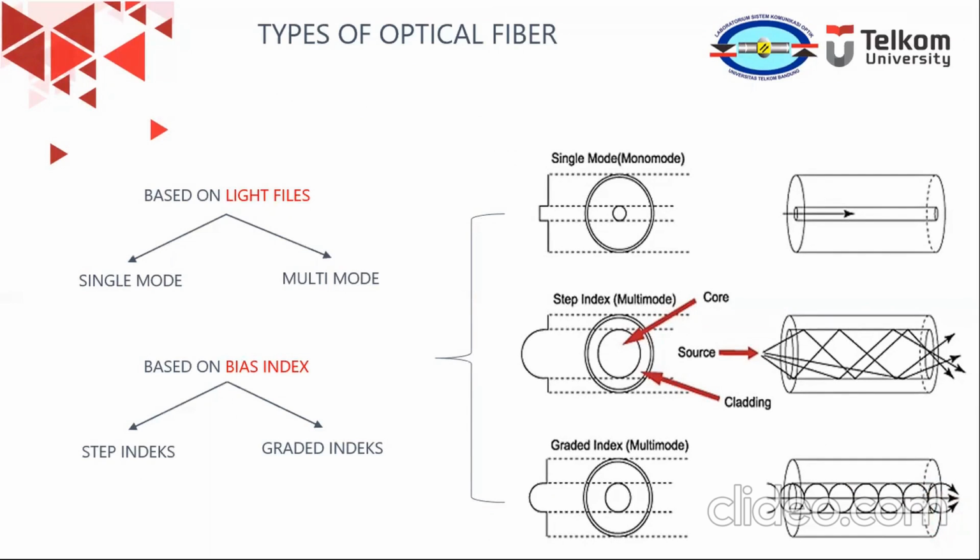Okay, for step index, in the optical step index fiber, the core has a homogeneous refractive index. For gradient index, the refractive index decreases from the core toward the cladding. So, in the gradient index, the center of the core has the greatest refractive index value.